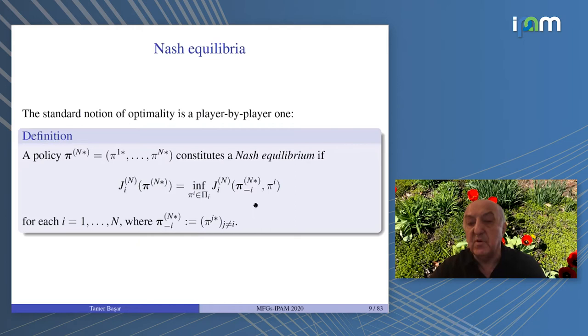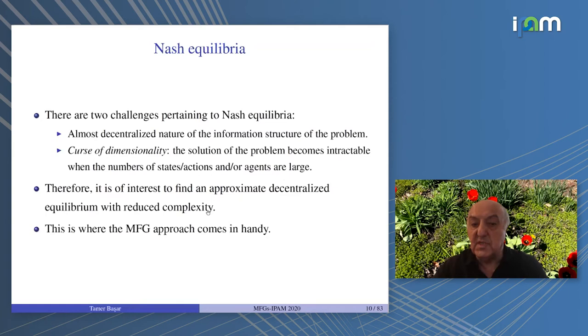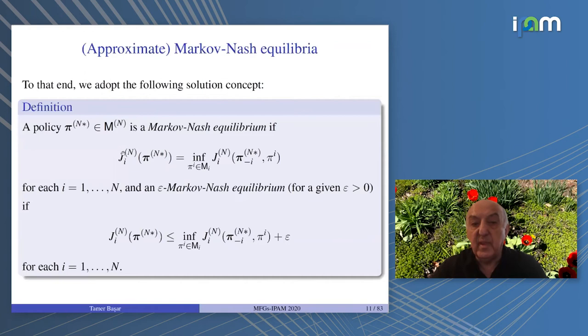There are two challenges, as I indicated. The decentralized nature of the information structure of the problem creates a problem, and there is the curse of dimensionality: the solution of the problem is intractable when the numbers of states, actions, or agents are large. That's why we take the mean field approach, and as I indicated, we look for approximate Nash equilibria.